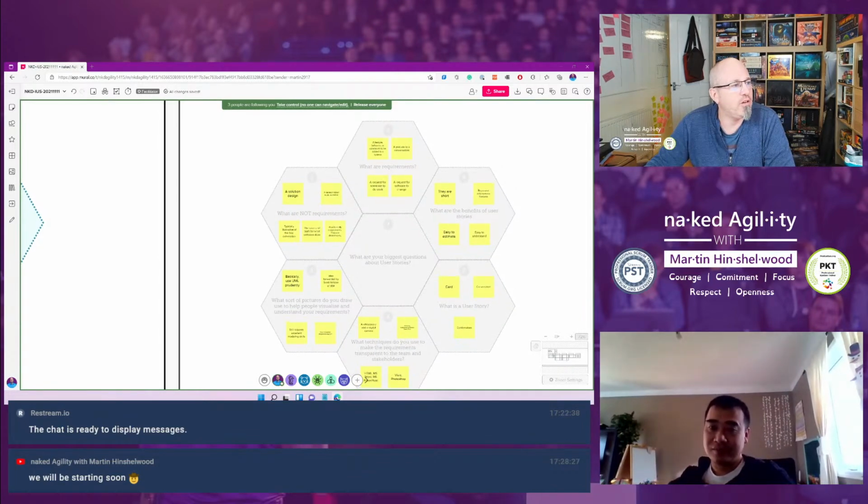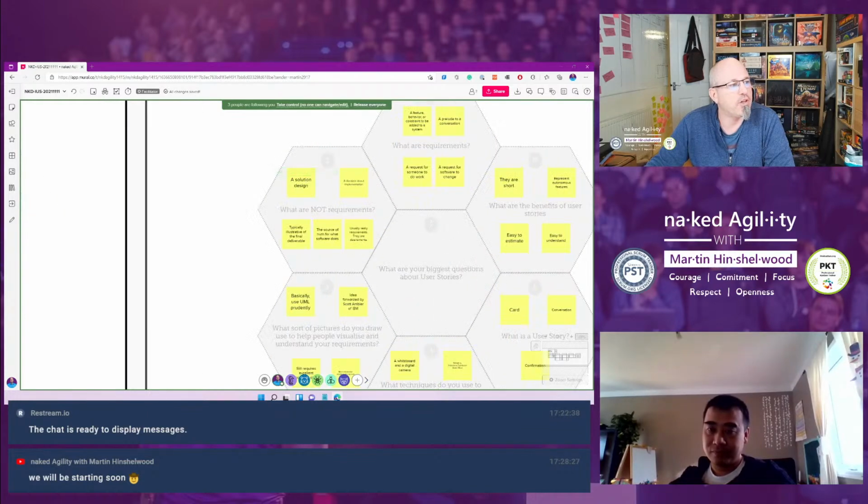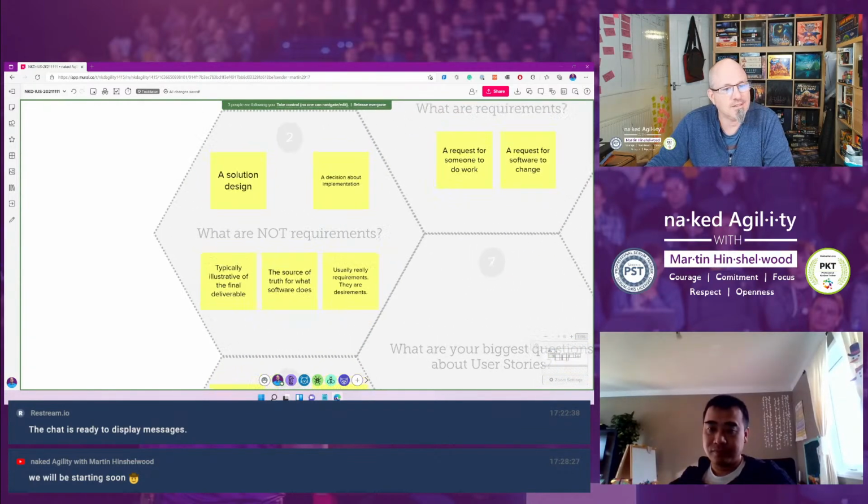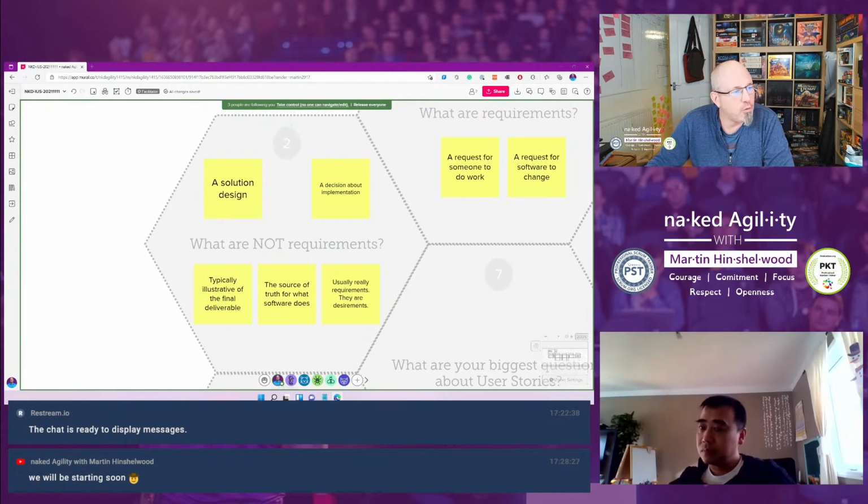So you asked the question, Anna, or you were concerned with the question, what are not requirements? And I have some things that I don't think are requirements here. A solution design is not a requirement. If you're defining the solution, you've gone way beyond what I need. A decision about implementation goes with a solution design. It probably isn't a definition of what you're going to get.